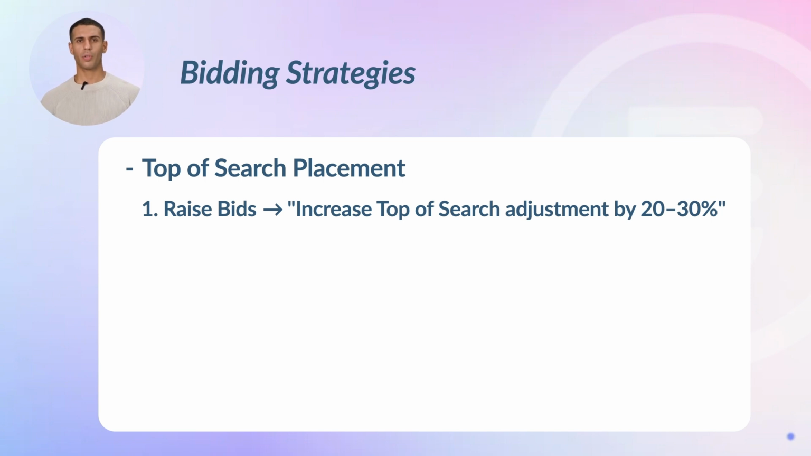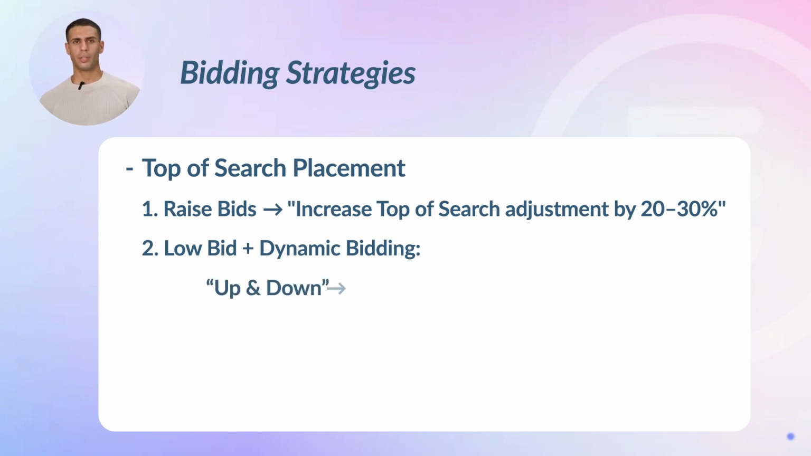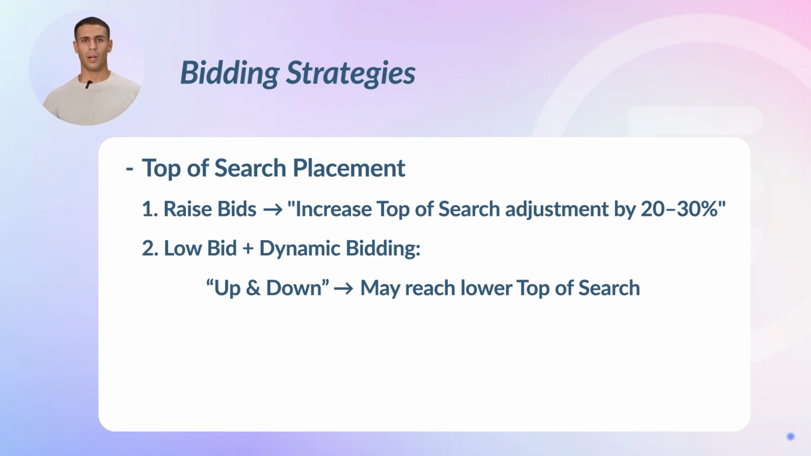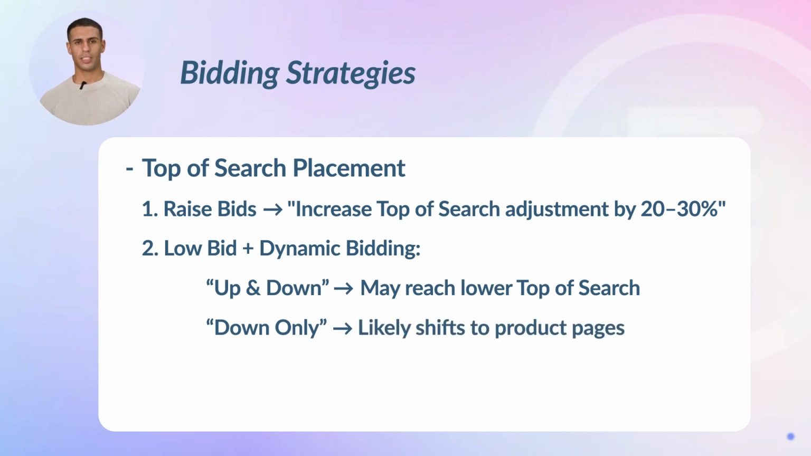Another approach involves using a low base bid with dynamic bidding adjustments. If you pair a low bid with dynamic bidding, especially up and down adjustments, you may still appear in top of search, although usually in the lower part of the page. Alternatively, combining a low bid with a down-only setting will likely reduce your chance of reaching top of search, but may get you into lower cost placements like product pages.